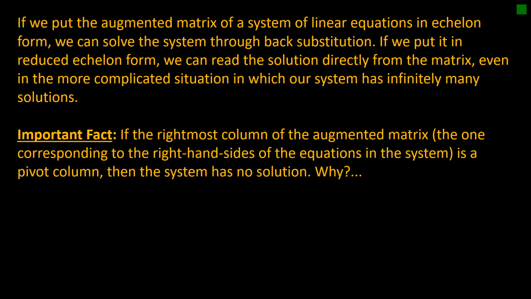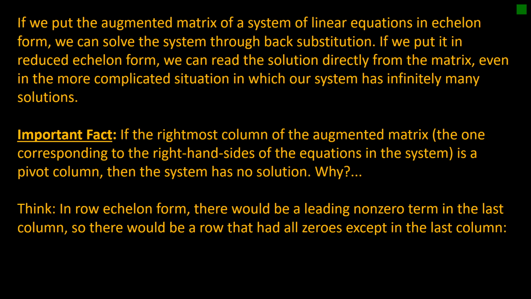If the rightmost column of the augmented matrix, which means the one corresponding to the right-hand sides of the equations in the system, right? When you set up the augmented matrix, that rightmost column, that's all the right-hand sides of the equations. If that turns out to be a pivot column, then the system has no solution. And I say, oh, why is that? Well, it's not that hard to figure out.